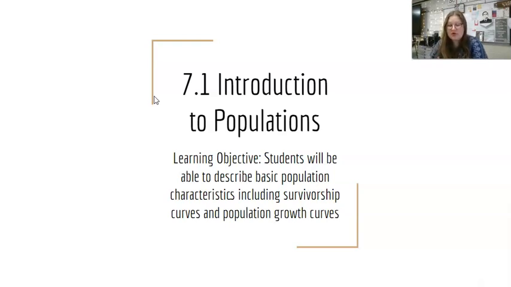The learning objective, or learning goal, is that you'll be able to describe basic population characteristics, including survivorship curves and population growth curves. So this is an introduction to populations, and we're going to talk about some of the graphs and ideas that we will then look back on in our later lessons. There is quite a bit here, but it's going to be great.